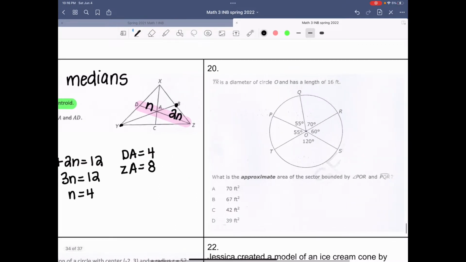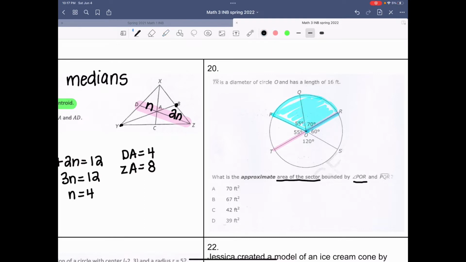All right, number 20 says that TR is the diameter of circle O, and it has a length of 16. So for this distance right here, we know that T to R is the diameter. Now, they want to know what is the approximate area of the sector that is bound by POR. So we're looking for the angle POR. So I'm looking for P, O, and R. So they want to find this arc, this area right here.